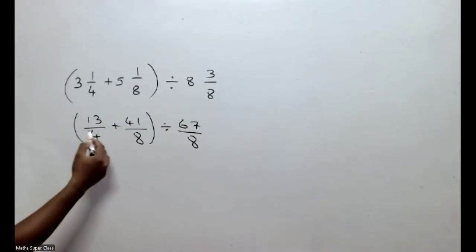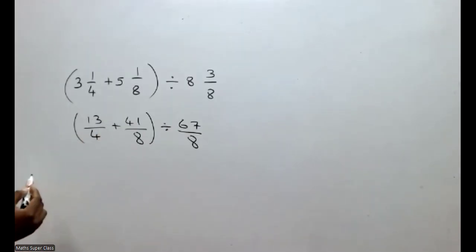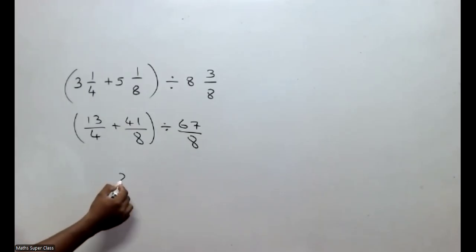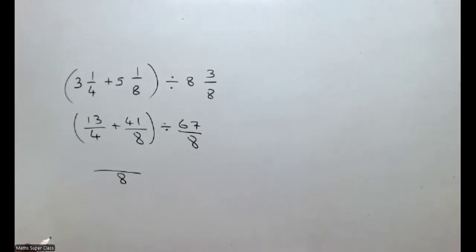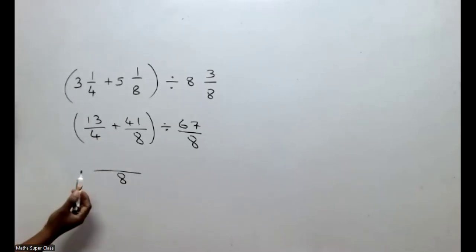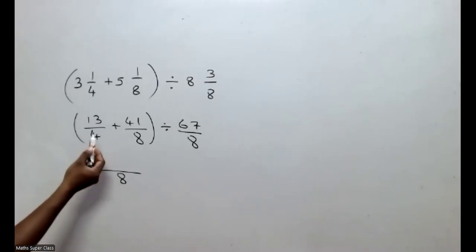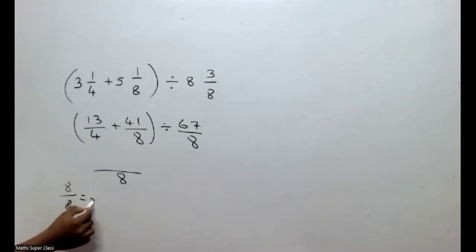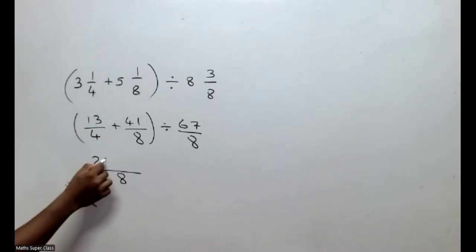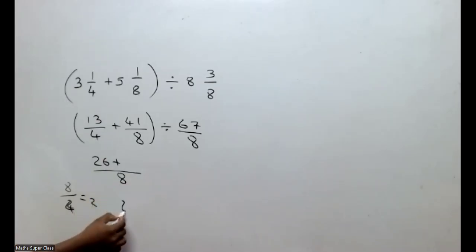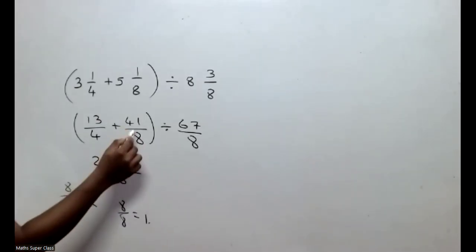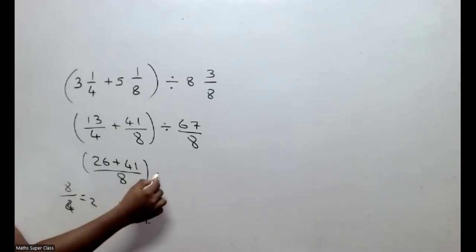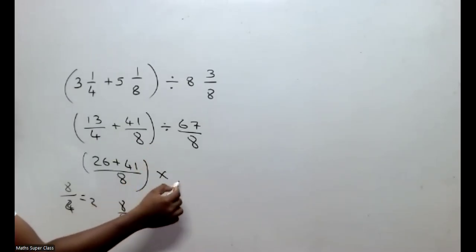Okay. Now what to do? We have to take the common denominator. So we can take 8. I'm not going to explain in depth why, we already learned all this. When I'm teaching theory, I spend many hours explaining this. So 8 divided by 4 is 2. 2 multiplied by 13, 26. 8 divided by 8 is 1. 1 into 41, 41.